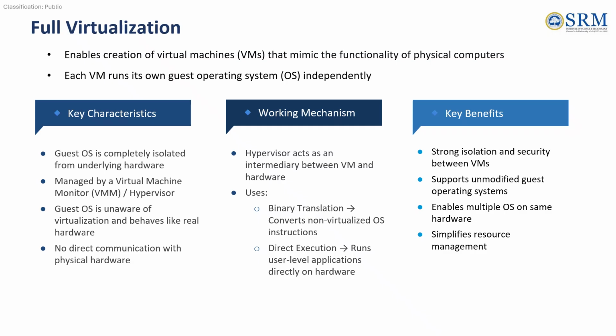A hypervisor, also called a virtual machine monitor, manages the interaction between the guest operating system and the physical hardware. The guest OS cannot directly access the hardware, so the hypervisor acts as an intermediary. To make virtualization possible, techniques like binary translation and direct execution are used. Binary translation converts sensitive instructions so that the guest OS can run properly in the virtual environment.